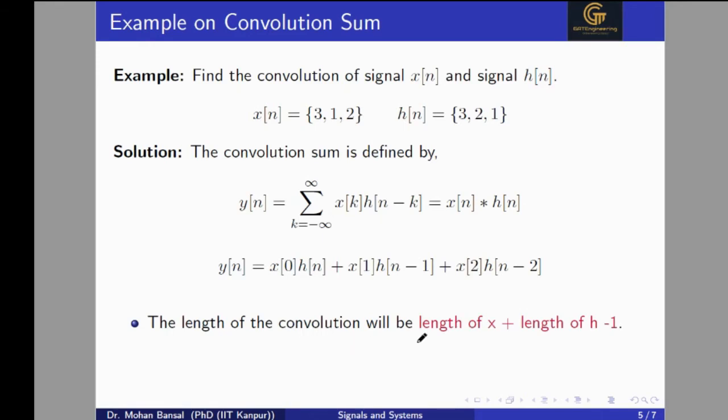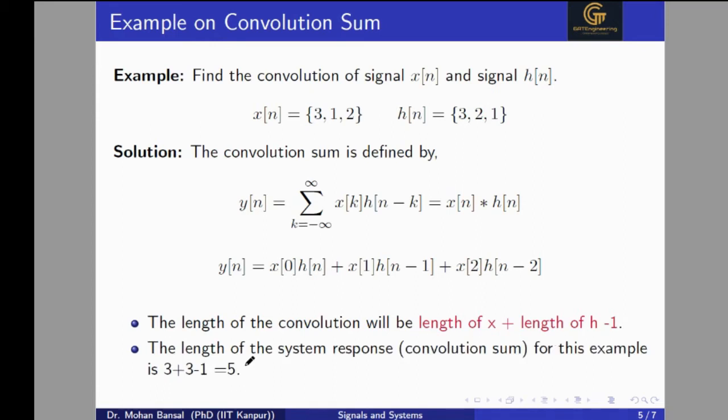Length of the convolution will be length of x plus length of h minus 1. Here we can see that length of x is 3, or 3 indexes are present in this x, and length of h is also 3. So length of y will be 3 plus 3, 6, minus 1 will be 5. So in this case, we'll get length of system response will be 5.